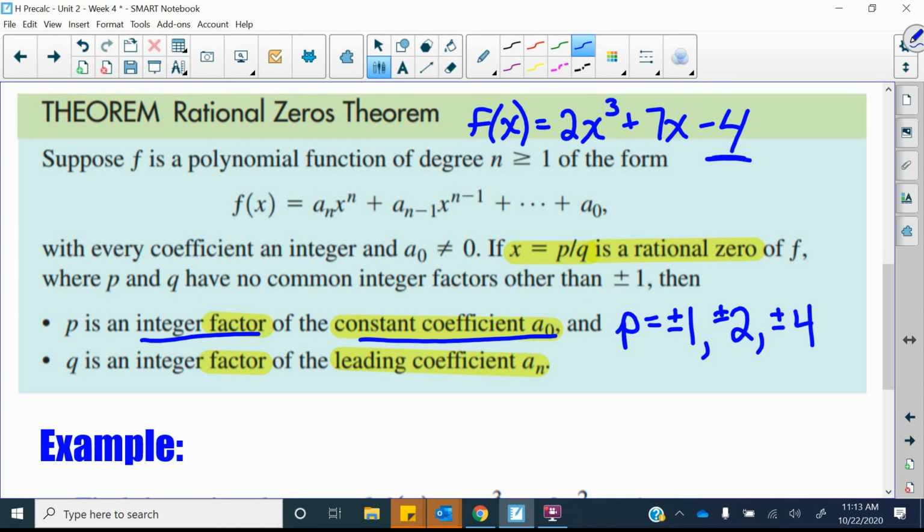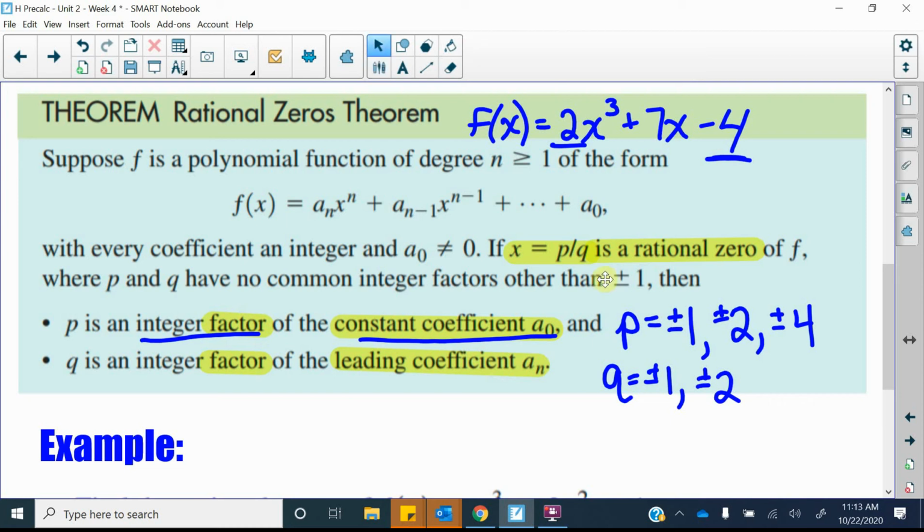Now your q-value is going to be an integer factor of your leading coefficient. So we're going to look at the positive 2 out front, and we're going to come up with our q values. So q in this case will be positive or negative 1 and positive and negative 2. To find all the possible rational roots, we are going to divide every single possible combination of p divided by q for all the values we have here. So we're going to look at p divided by q.